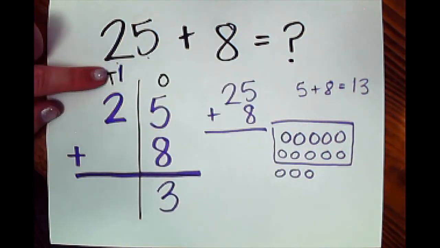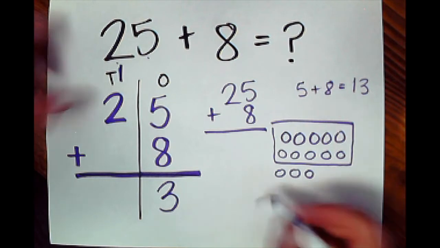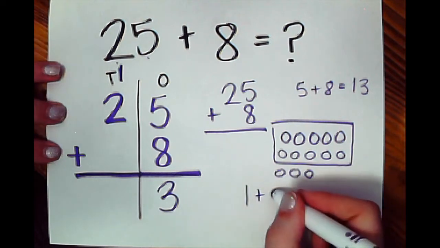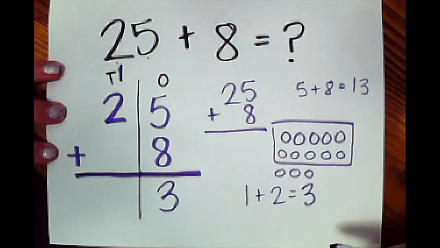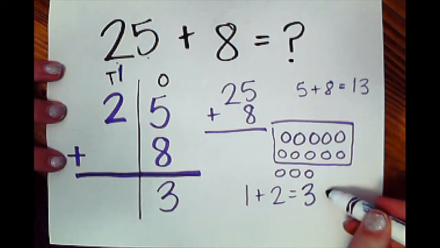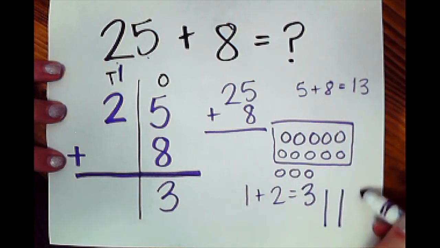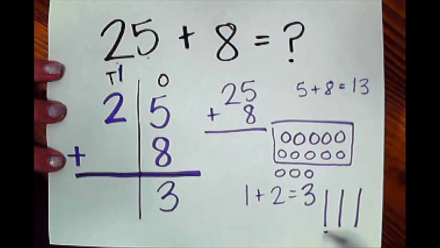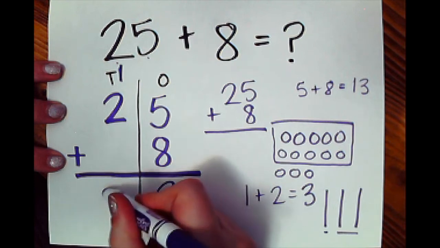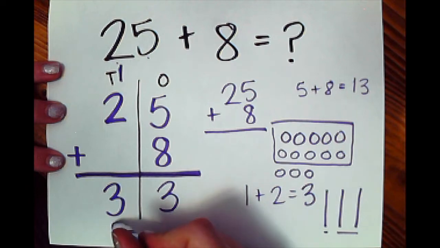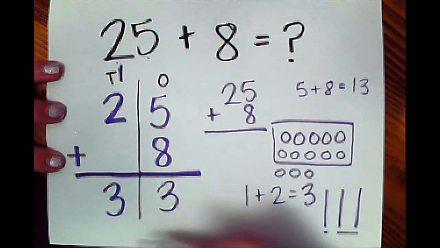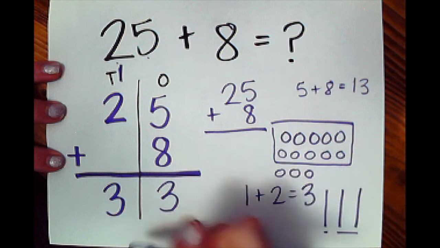Now I have 1 ten plus 2 tens. 1 plus 2 equals 3. And if you don't want to do that and you want to draw your 10s instead, remember that 10s look like this. So there I drew 1 and 2 more. That made 3 tens. Write your tens in the tens column. 3 tens, 3 ones makes 33. So 25 plus 8 is 33.